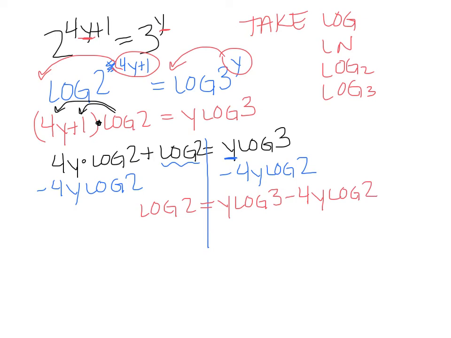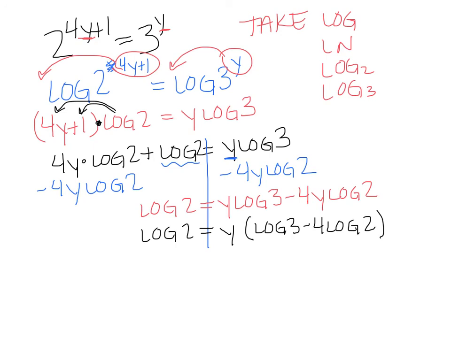Now again, I can't really put these two things together because the log of 3 and the log of 2 can't be combined. So let's go ahead and we are going to factor. I know you guys are excited. We're going to factor the y out of the right-hand side. So we're going to end up with the log of 2 equals y times the log of 3 minus 4 times the log of 2.